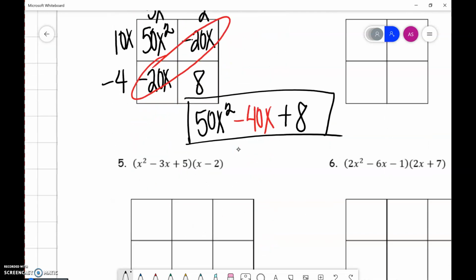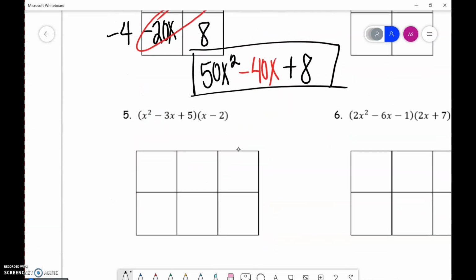All right, number 5. This time I have a trinomial times a binomial. So what's going to happen is I'm going to have a 2 by 3 box. So I'm going to put my trinomial here. So x squared minus 3x plus 5. And then I have x minus 2.